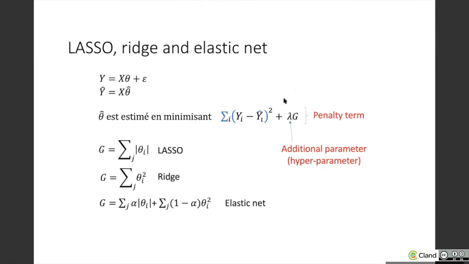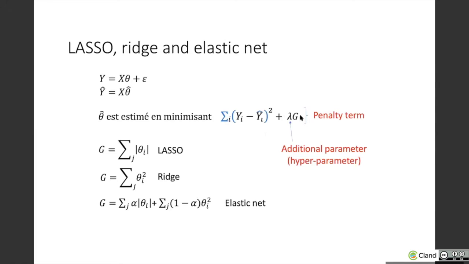So we will try to minimize this function here. This function includes two parts. First, a part measuring the distance between the observation and the prediction. It is a square error, the sum of the squared error. It's a standard criterion used to optimize the parameter of a model. And the second part, which is important here, is the penalty term. The penalty term will penalize the parameter values taking large values.